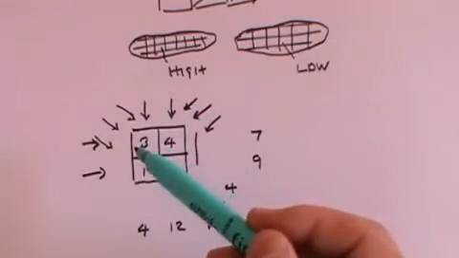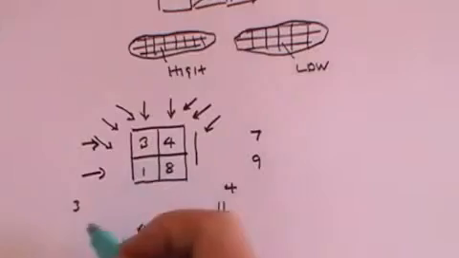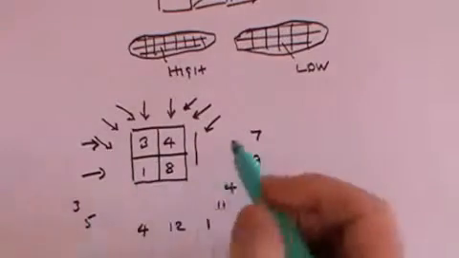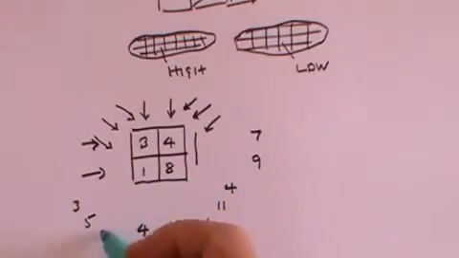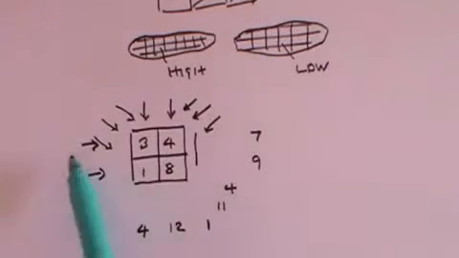The X-rays coming through here will come as a 3. The X-rays coming through here will come 4 plus 1 is 5. And the X-ray coming through here is 8. And so we've got 4 different descriptions.